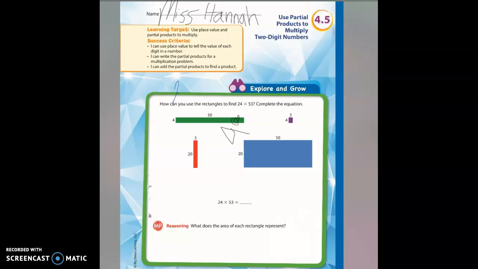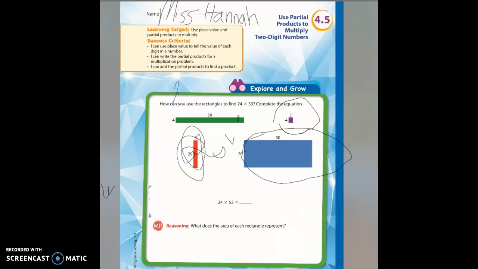Over here you can see they're doing 50 times 4. And then they're also doing one that has, sorry, let me erase all of this. They also have 4 times 3 right over here. And 3 times 2, right here. And 20 times 3 and 20 times 50.